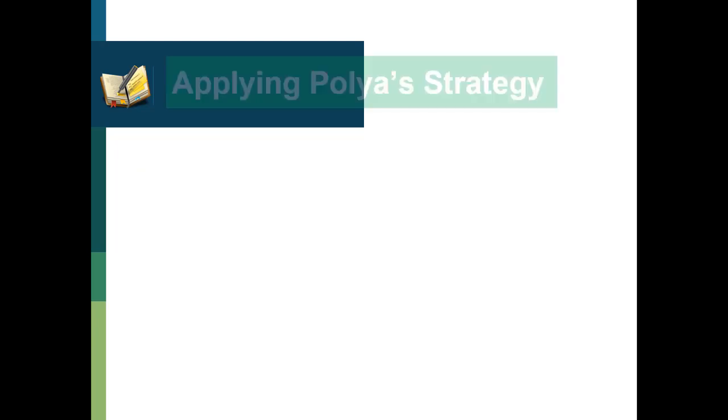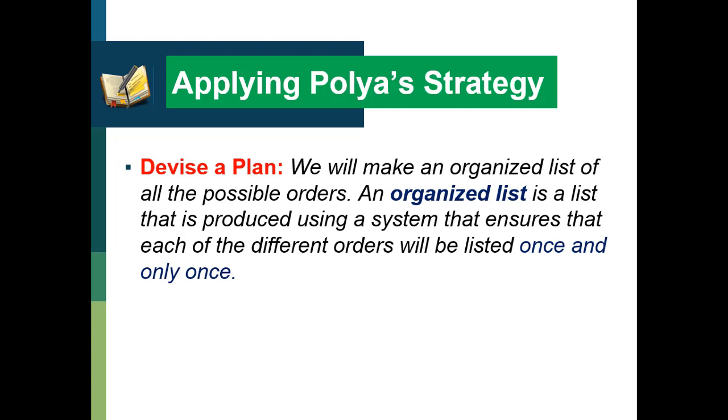Let's devise a plan. And how are we going to do that? We will make an organized list of all the possible orders. An organized list is a list that is produced using a system that ensures that each of the different orders will be listed once and only once. This means that in an organized list, you're going to write every order, but you are following a system.